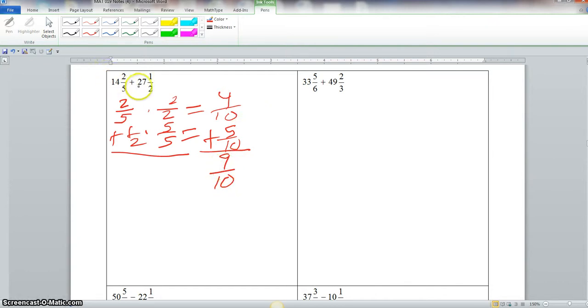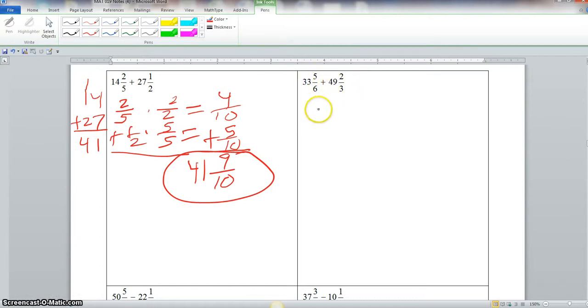Now what we need to do is concentrate on these whole numbers. We could take 14 plus 27, and this will give us 7 plus 4 is 11, carry our 1. 2 plus 1 is 3, plus 1 is 4. So it's 41, and we would put it with this fraction, and we're done. So it's 41 and 9 tenths.